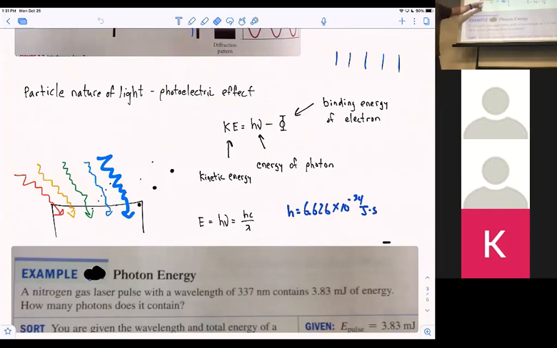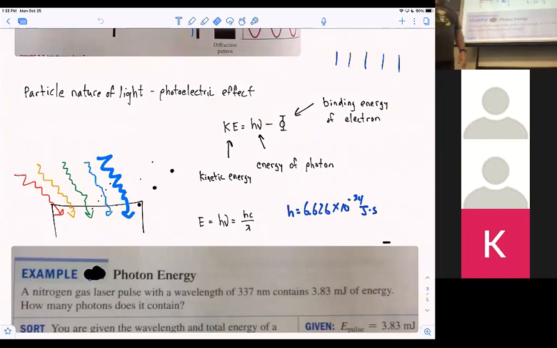I have red over here, yellow, green, and blue, and then a more intense blue. What they found out was that for lower frequencies of light, no electrons are ejected. You get to a point where electrons start to be ejected. If you increase the frequency, the electrons move faster. And if you increase the intensity, you get more electrons.